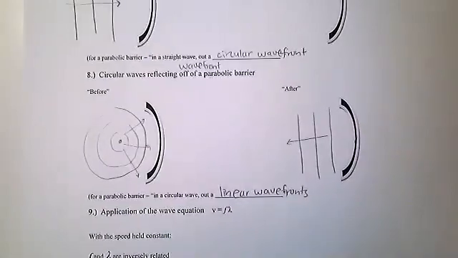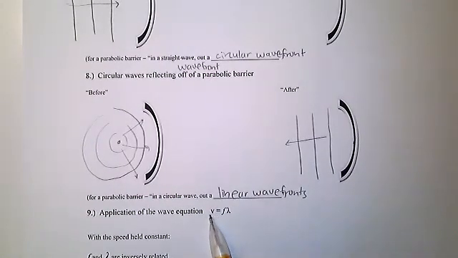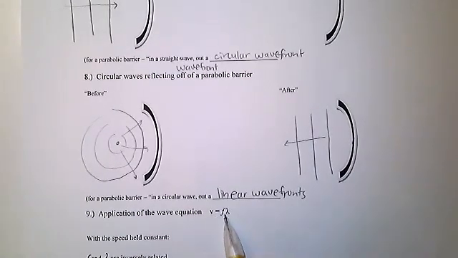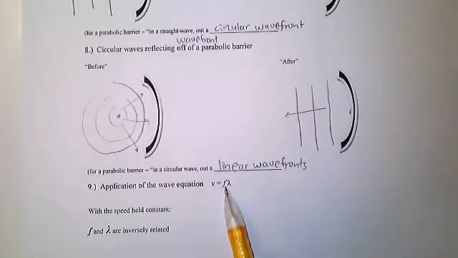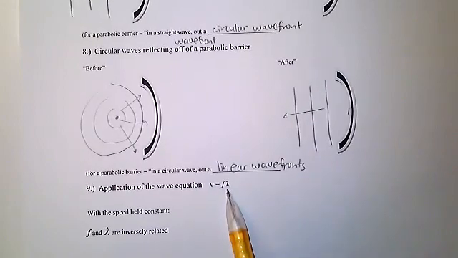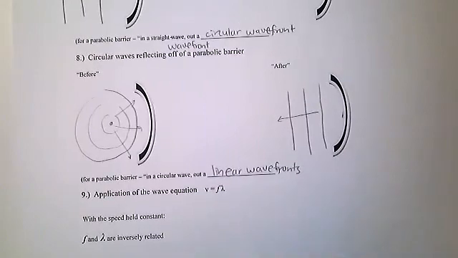So number 9, we're going to start to apply the wave equation to learn about a third wave property. So if you recall, the wave equation is v, which is velocity, speed with a given direction of a wave, equals the frequency of a wave. Remember, frequency is the number of waves we see per unit time, multiplied by the wavelength, or the distance from crest to crest or trough to trough of a wave.